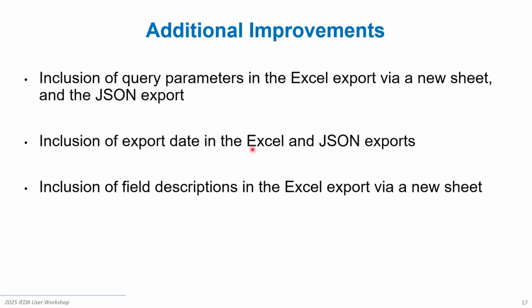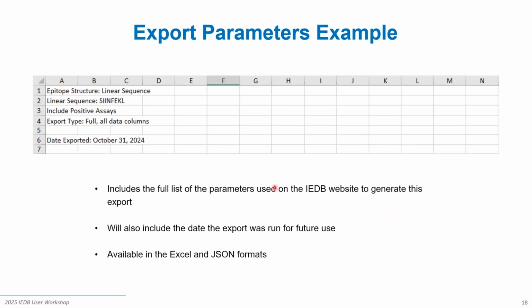Conclusion on that, we are looking at adding additional improvements, and I will go over this. We have the query parameters in Excel exports via new sheet and in the JSON exports. We have the inclusion of the export date in the Excel and the JSON exports, and we have the field descriptions in the Excel via a new sheet. You can see those here.